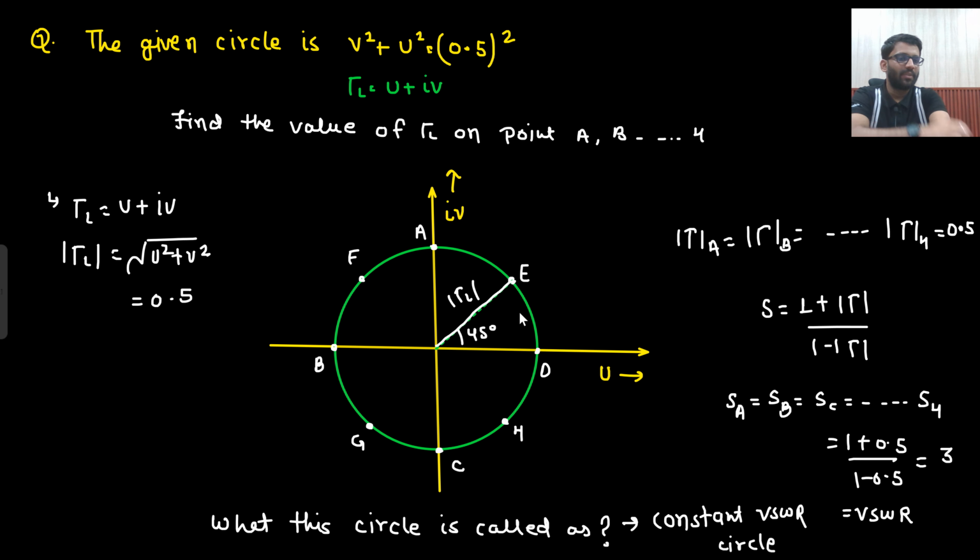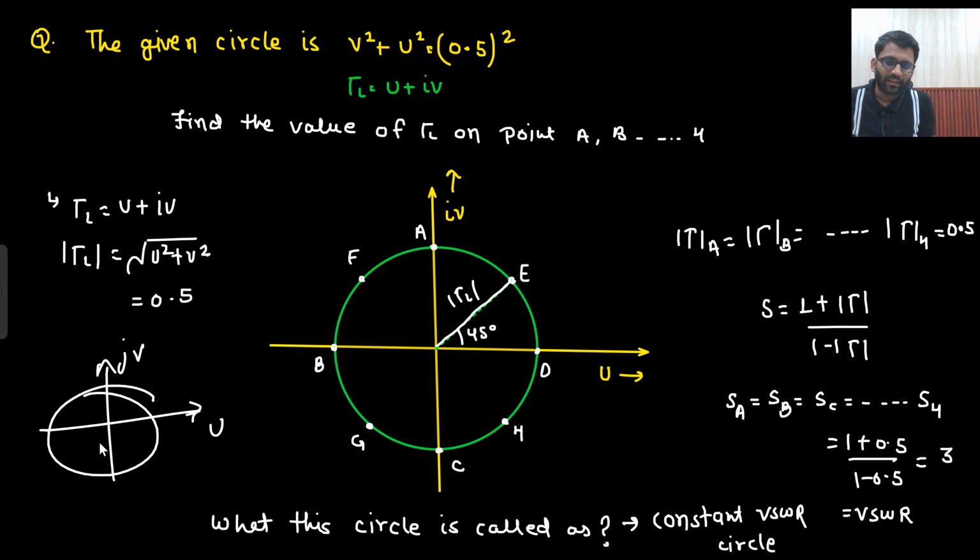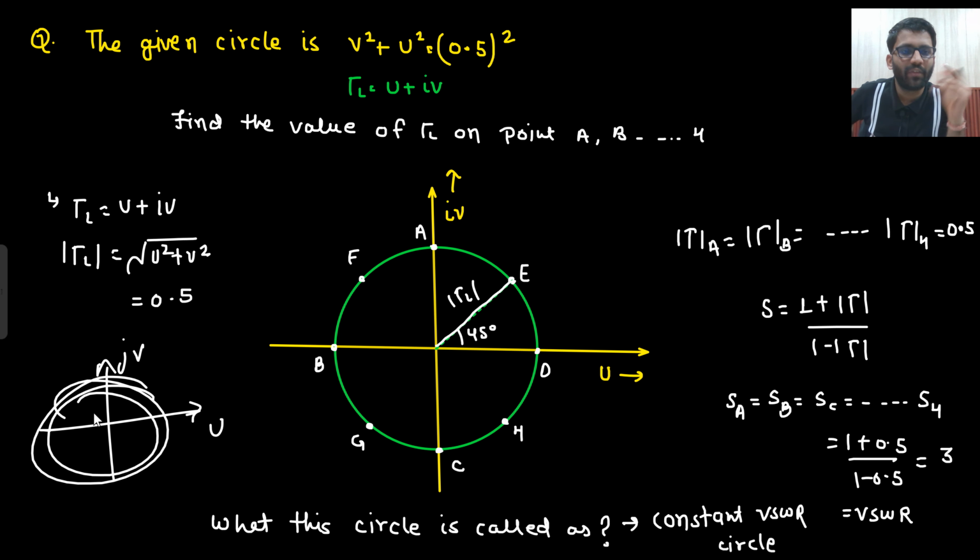What do you mean by constant VSWR circle? It means on the UV plane you are making a circle where all the values of mod gamma are constant. If the value of gamma is constant, then certainly the S value is constant. Certainly, if you make any circle on the UV plane, then on this circle the value of mod gamma L will be constant. Why is that so? Because mod gamma L is equal to the square root of u square plus v square, and the equation of a circle is u square plus v square equals some alpha square. So certainly on this circle, at all points, mod gamma L will be constant.